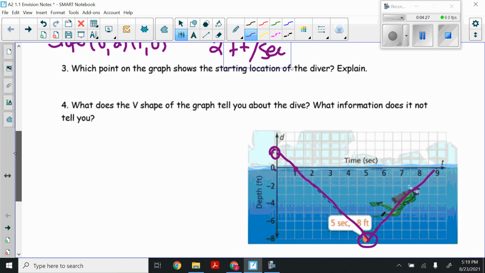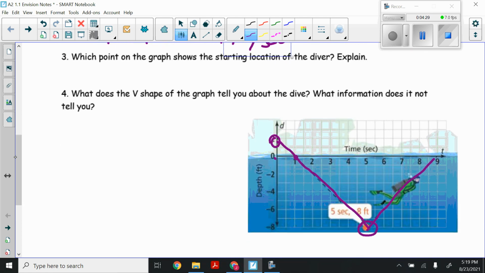And number 3: which point on the graph shows the starting location of the diver, and explain. Well, where did they start out? This point right here. So the point (0, 2) shows the starting location of the diver. How do I know that? Because my time is 0. So that's where the dive begins.